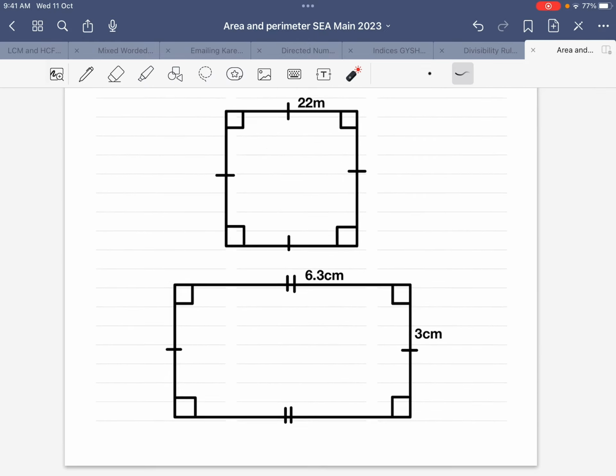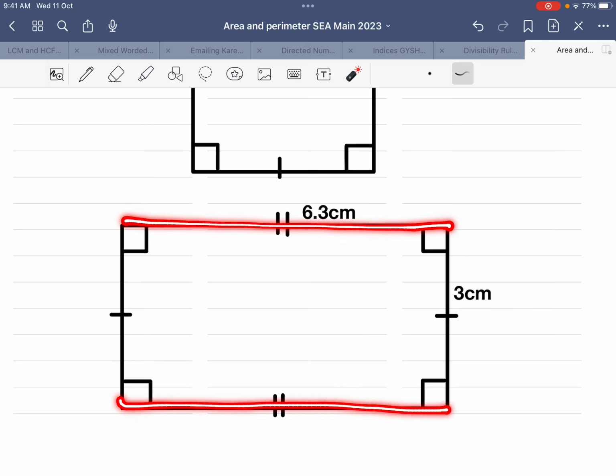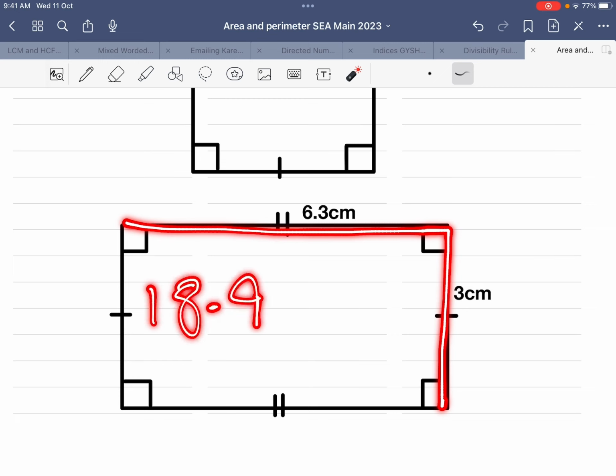And lastly, 6.3 plus 6.3 is 12.6 plus 3 plus 3. That will be 18.6 centimeters. And the area will be 6.3 multiplied by 3, which will give us 18.9 centimeters squared.